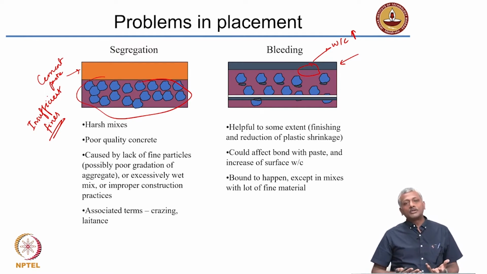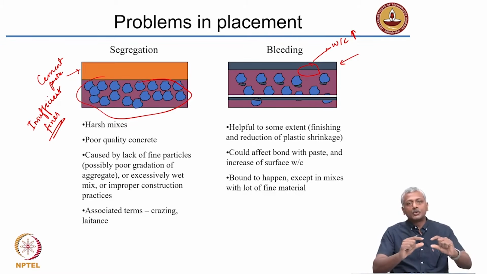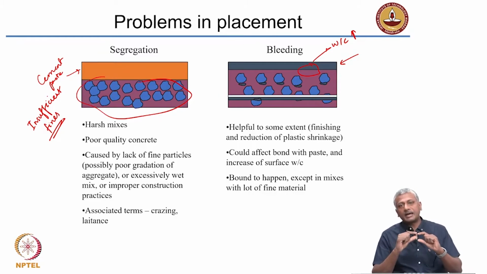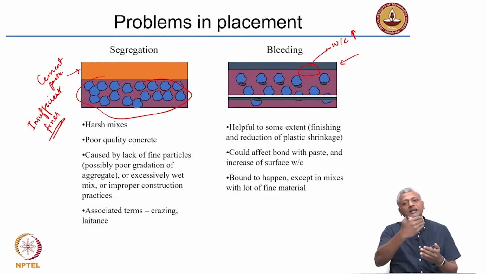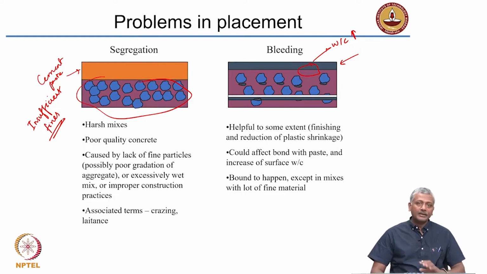So, water to cement ratio of the local zone at the top of the concrete slabs will be higher, and if you have a higher water cement ratio, you automatically get a lower strength. Okay? So, this is not a desirable situation. Okay? You do not want segregation and bleeding to happen on the site.